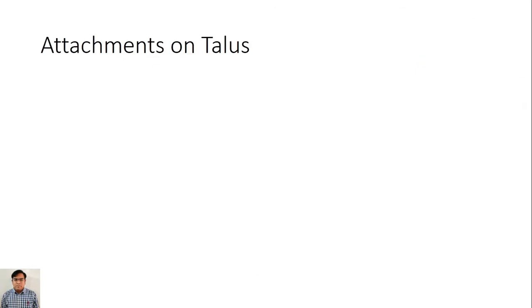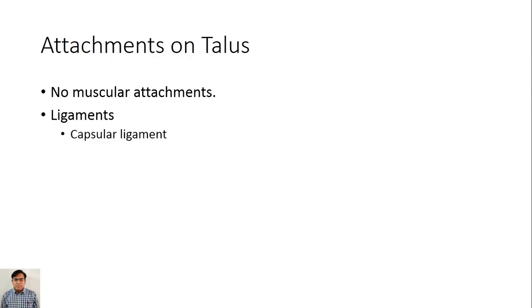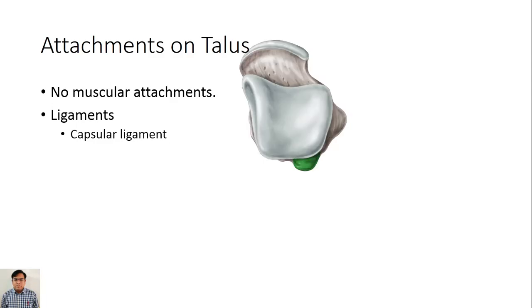Now the attachments on talus. There is no muscular attachment on talus, only ligaments are attached. So there are various ligaments. Capsular ligament, which is attached on the neck of talus. This red dotted line shows the capsule.